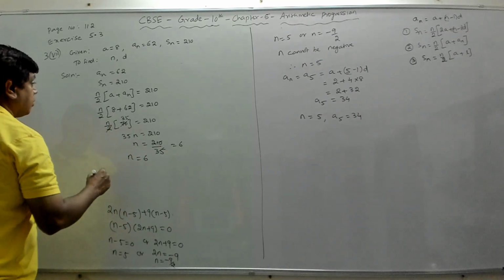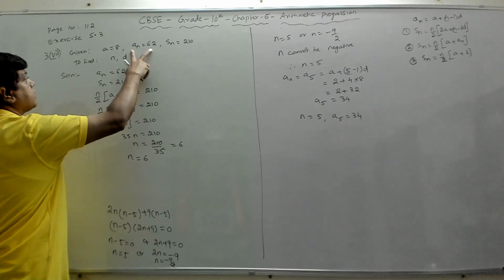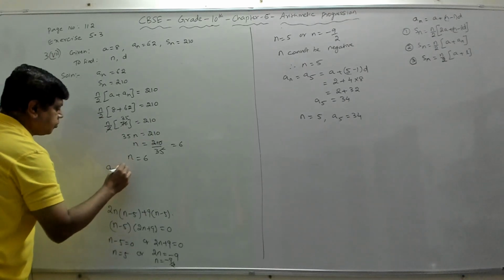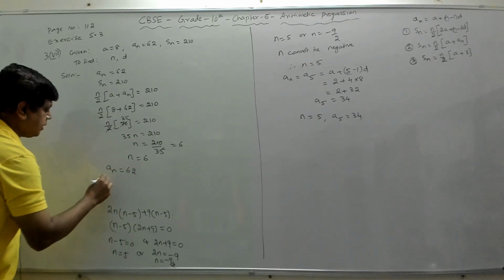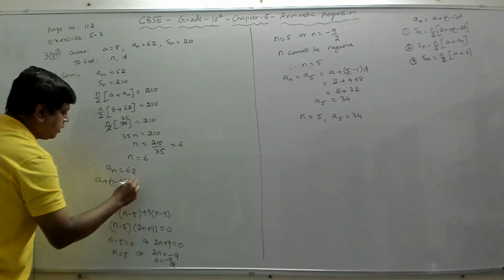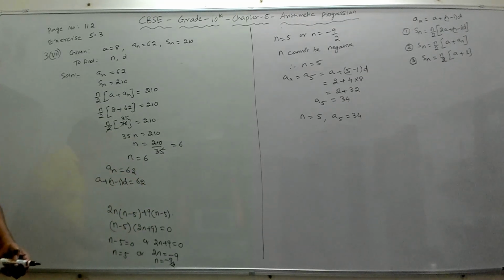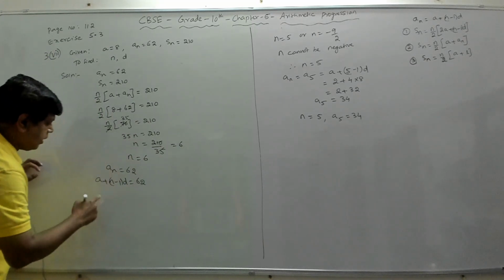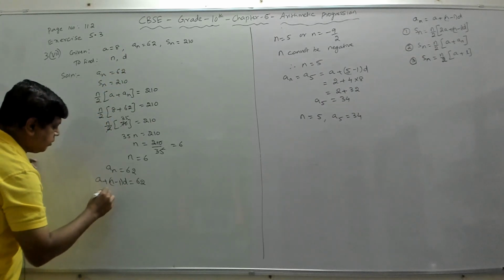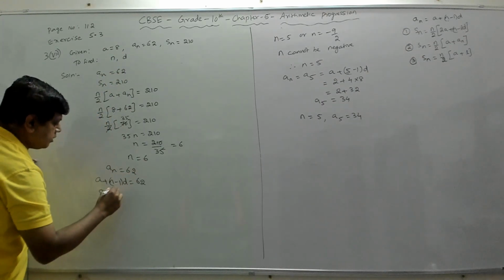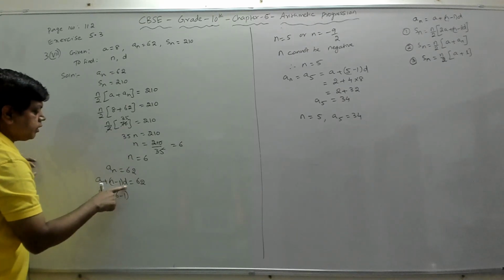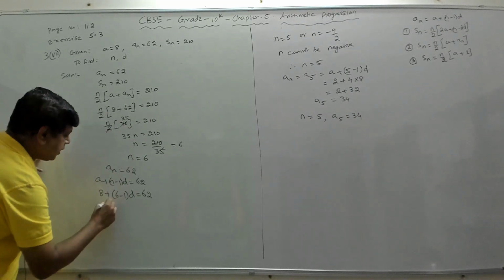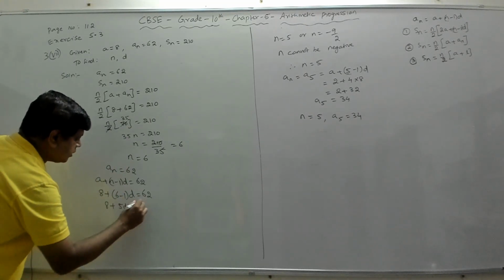Now we should find d. To find d, we can use an. What is the formula? an is 62, and an is a plus n minus 1 into d. That is the formula for the nth term of an AP. Now a is how much? 8. 8 plus n minus 1, n is 6, so 6 minus 1, into d. d we need to find. That is equal to 62. Which means 8 plus 5d is equal to 62.